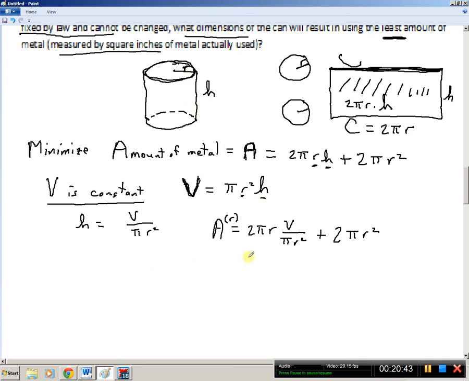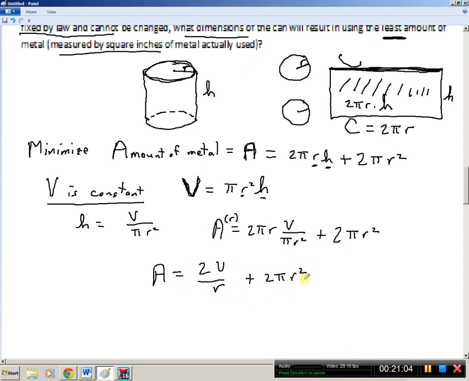Well, of course, I need to simplify this. So A is equal to, let's see what cancels. It looks like I get an r canceling, a pi cancels. So I've got 2V divided by r, right? The other stuff canceled. And then I've got plus 2 pi r squared.